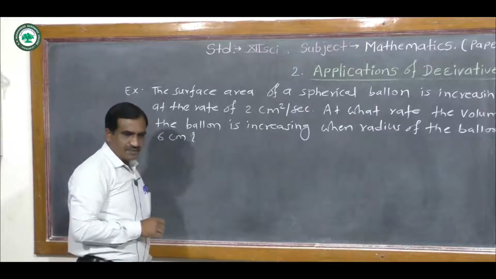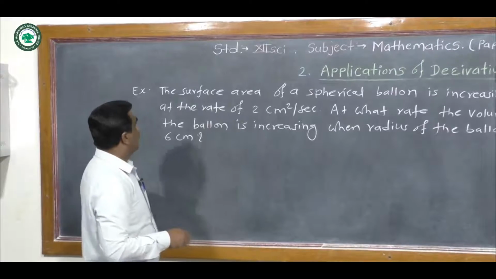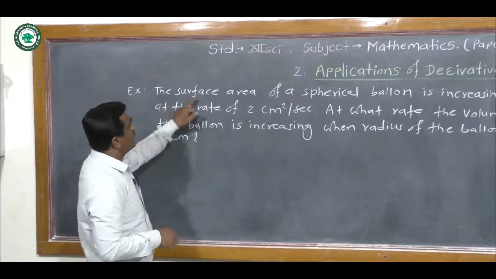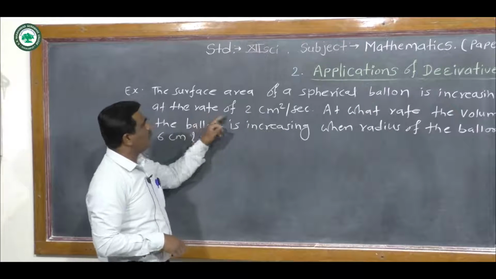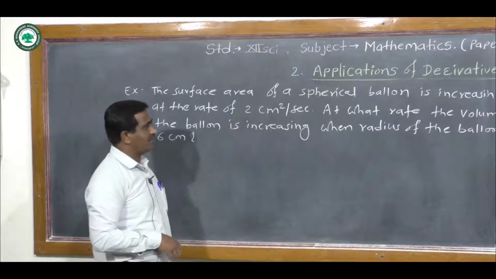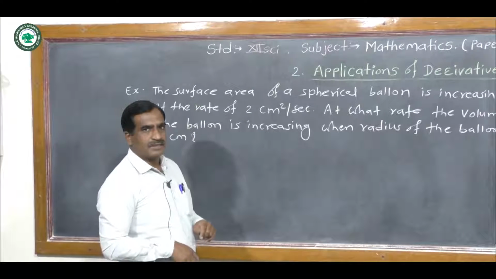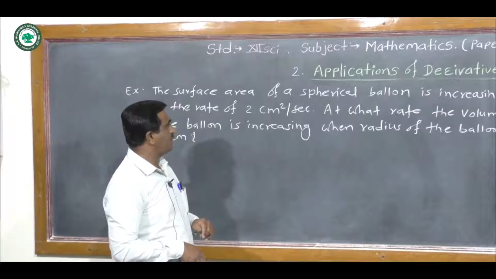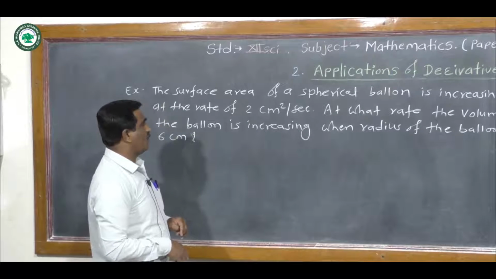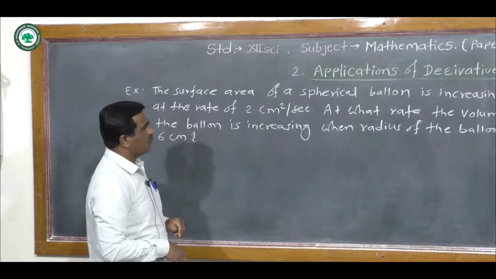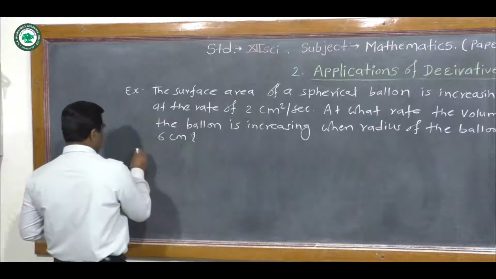Okay, now we see the answer for this example. In this example, it is given that the rate of change of the surface area of a spherical balloon is increasing at the rate of 2 centimeters square per second. That is, the rate of change of surface area is 2 centimeters square per second, and we have to find the rate of change of volume, and the radius of the balloon is also given. Now we see the answer for this example.